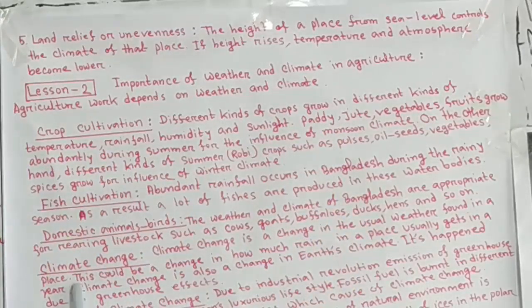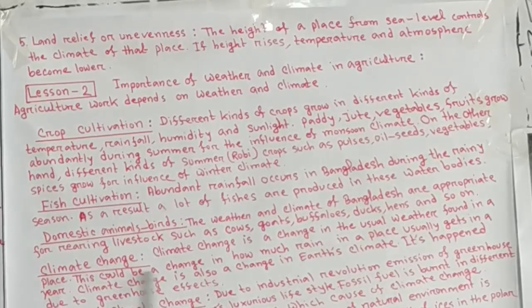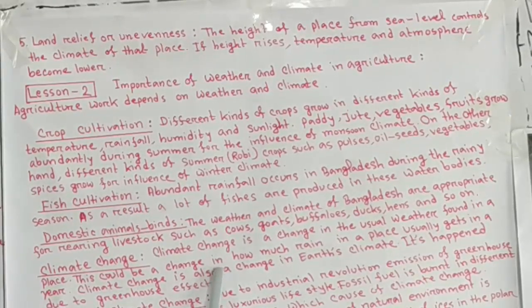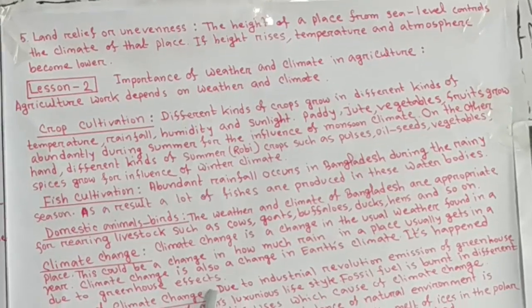So next one is climate change. This is the climate change picture. Climate change is a change in the usual weather found in a place. This could be a change in how much rain a place usually gets in a year. Climate change is also a change in Earth's climate. It happens due to the greenhouse effect.